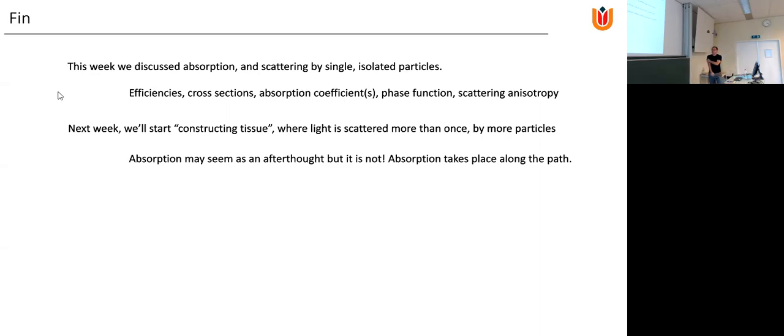So next week I want to start basically constructing tissue, or something that approaches tissue, by looking at collections of these particles. We did that already a little bit for the absorption, but we're also going to do that for scattering. So now we have light that will not be scattered only once by a single particle, but we can have multiple particles that scatter light once, or we can have light scattered by multiple particles.